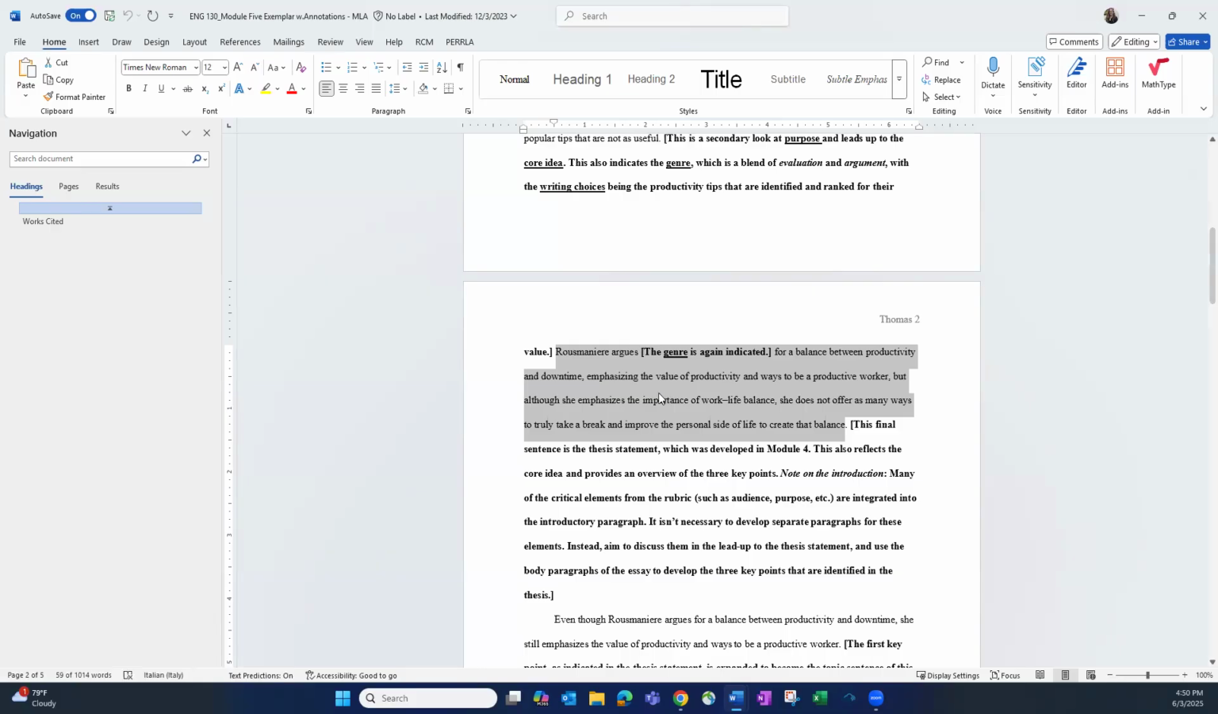And then what you will notice is that in the thesis, it says Romacer argues for a balance between productivity and downtime, emphasizing the value of productivity and ways to be a productive worker. But although she emphasizes the importance of work life balance, she does not offer as many ways to truly take a break and improve the personal side of life to create that balance. So, in this sample, what you are seeing is that this student is not recommending this article. They don't believe the author is effective, okay, which is the goal of our assignment.